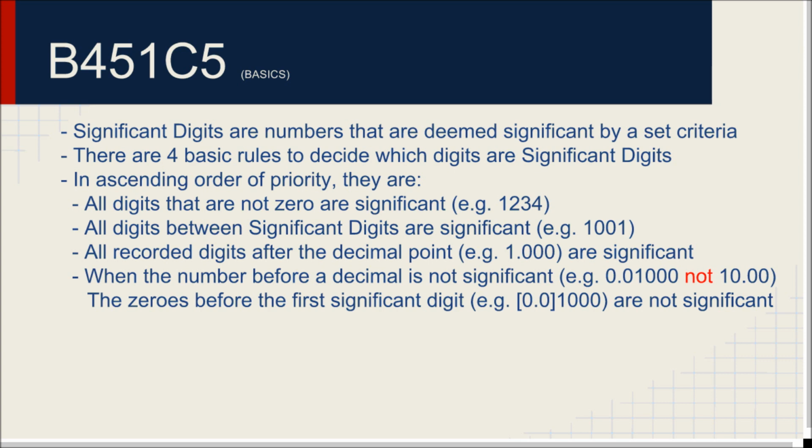But the 0.0 does not count because they are zeros. The number before the decimal point was 0, and the 0 right after the decimal point wasn't trapped in between significant digits.